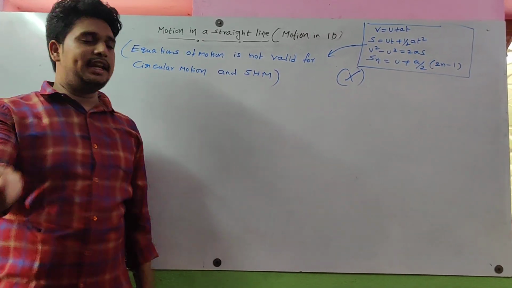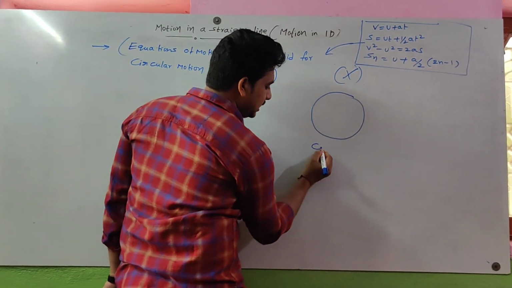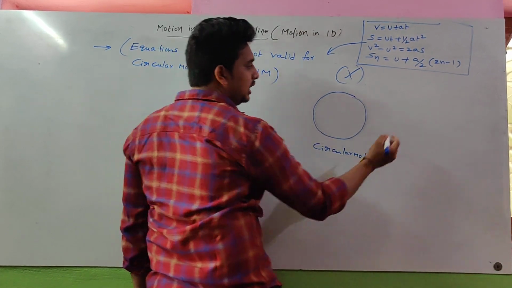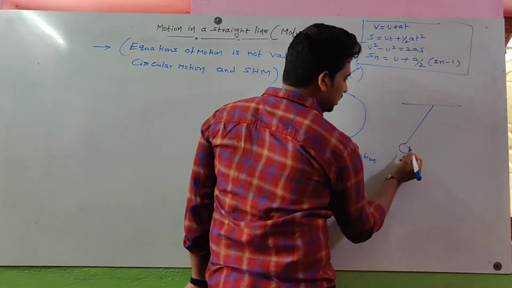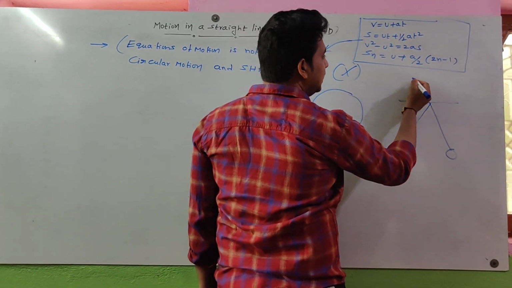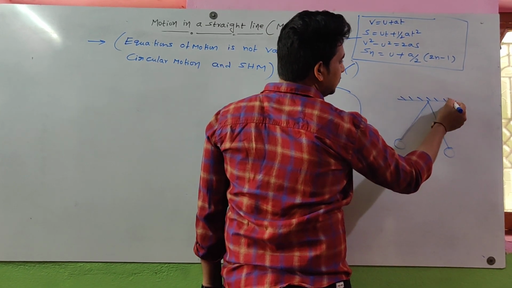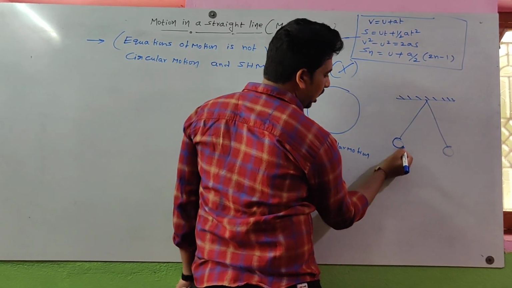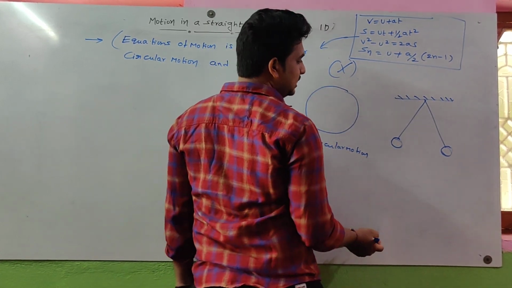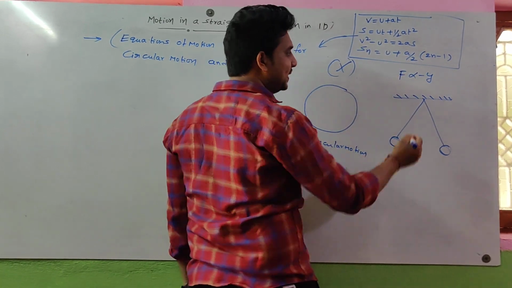So if any body moves in a circular path, circular motion, or simple harmonic motion, for example a simple pendulum, which we consider simple harmonic motion, here a relation is there. So what is that relation? Force is directly proportional to the negative of displacement.